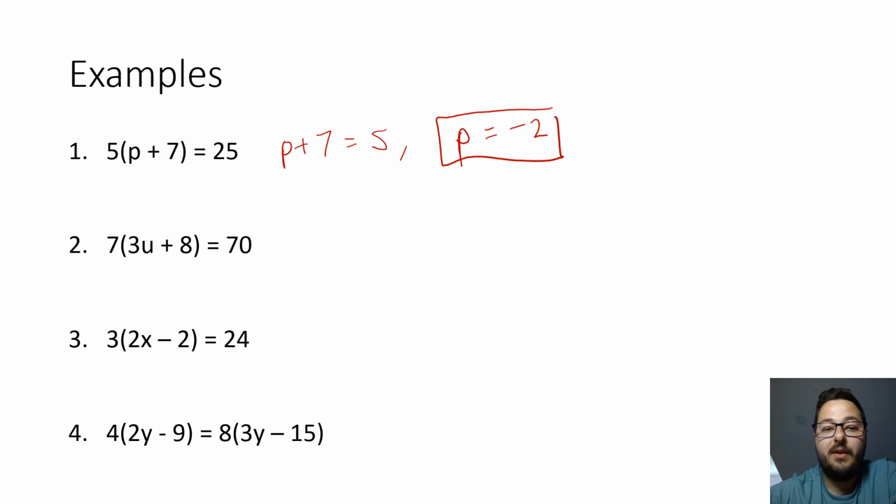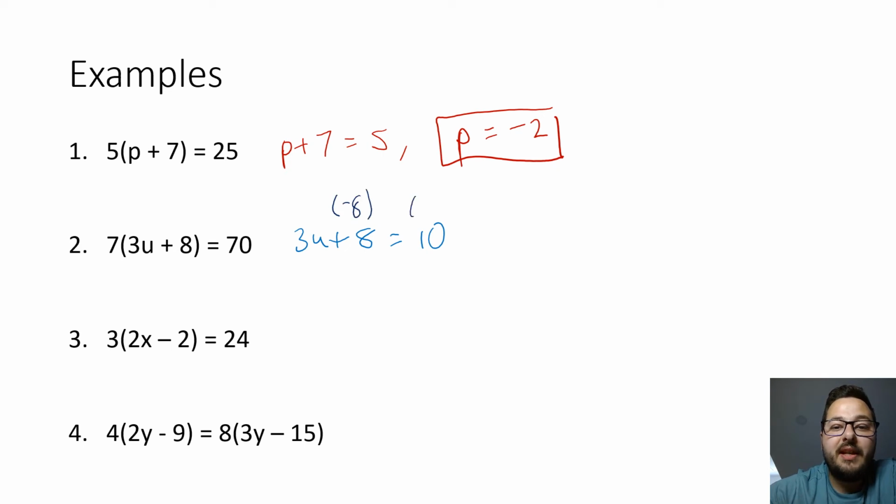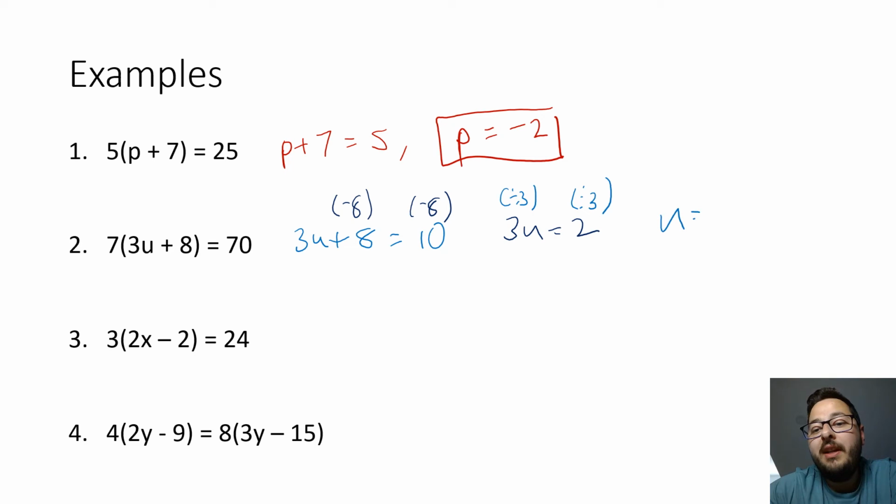Okay, next one, 7 brackets 3u plus 8 is 70. So we can divide both sides by 7, so you're going to get 3u plus 8 is 10. Then we can take away 8 from both sides. So you end up with 3u equals 2. And then finally, we can divide by 3. And you end up with u equals 2 over 3, which we can leave as a fraction.